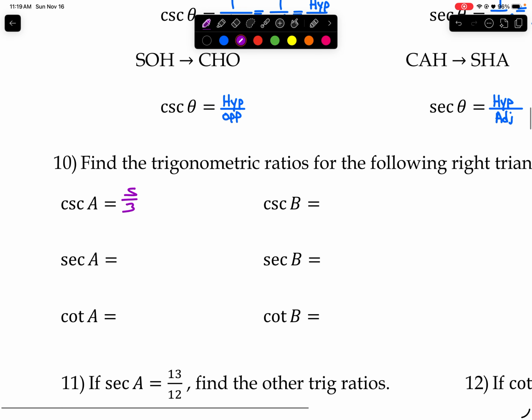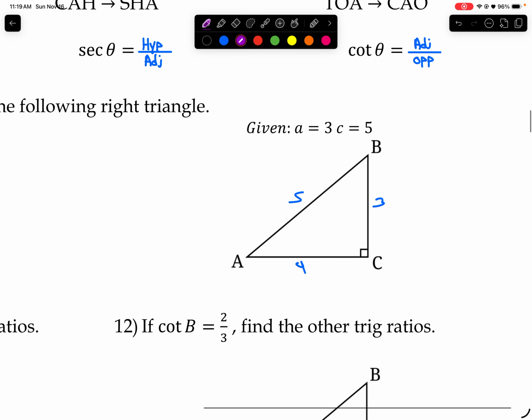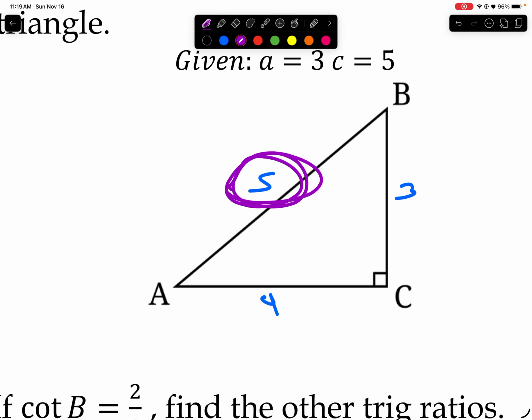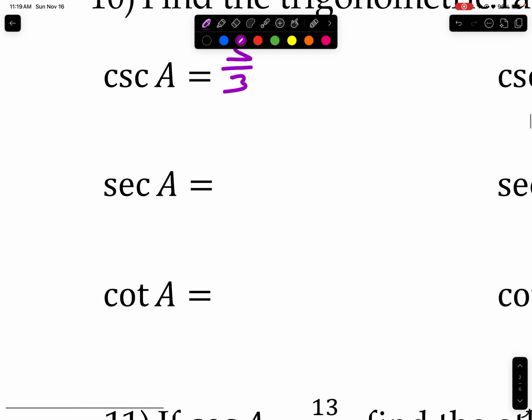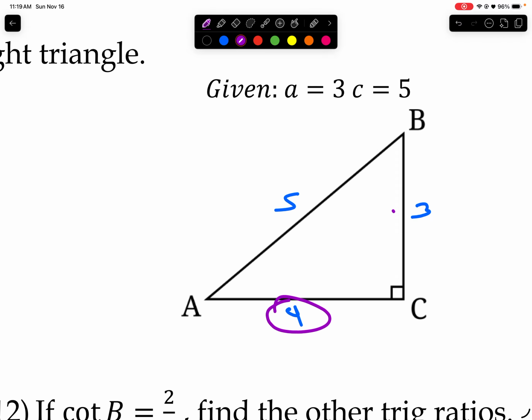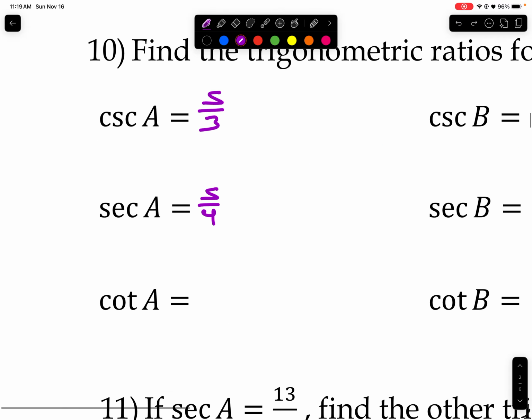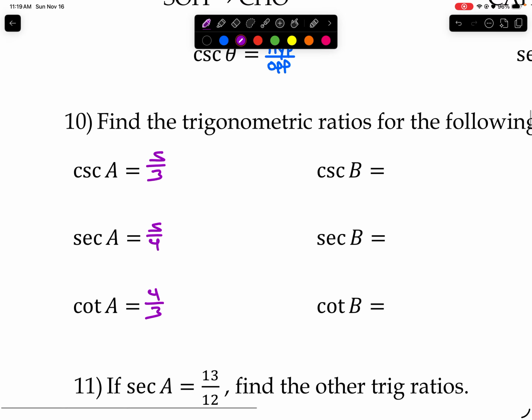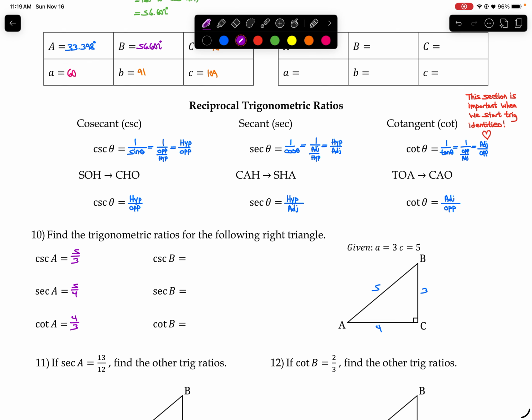Okay, and then secant is going to be the opposite over the adjacent. So, nope, the hypotenuse over the adjacent. So I want 5 over 4. Okay, and then cotangent, I want the adjacent over the opposite. So that would be 4 over 3. And now we're going to do the same idea, but now in terms of angle B. So I'll pause here, or you pause here, and you actually try angle B.